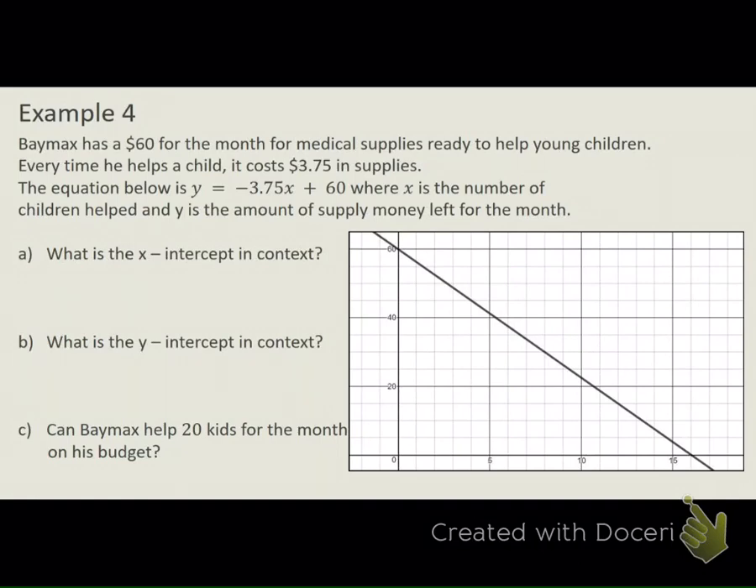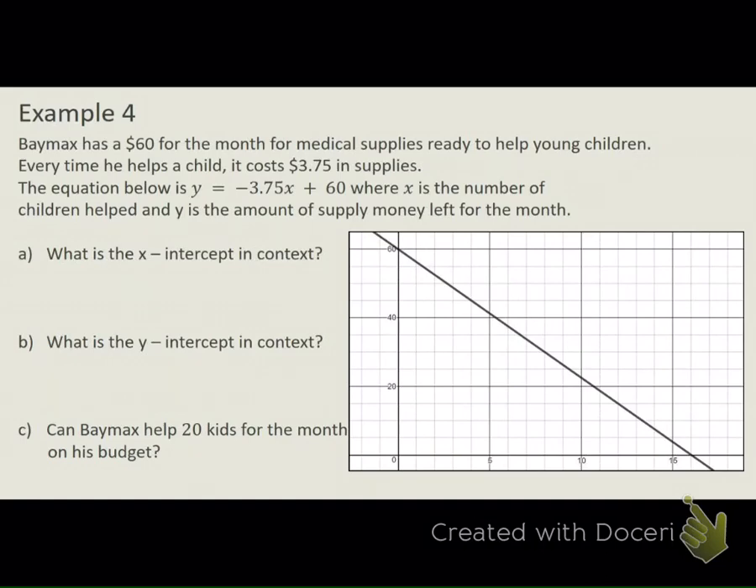Okay. Baymax has $60 for the month for medical supplies ready to help young children. Every time he helps a child, it costs him $3.75 in supplies. The equation is y equals negative 3.75x plus 60, where x is the number of children helped and y is the amount of supplies left for the month.